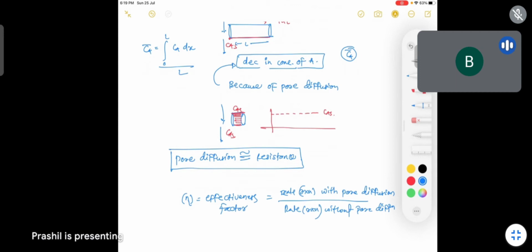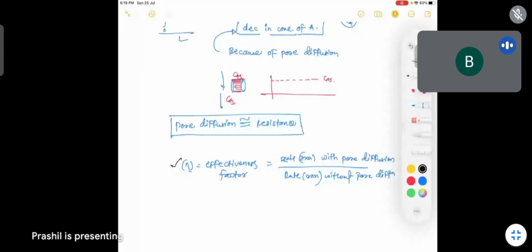So for the effectiveness factor, which one will be higher? Rate of reaction without pore diffusion, right? Without pore diffusion there is no decrease in concentration and your concentration will be higher, and it is CAS always, right? So at higher concentration, there will be a high rate of reaction.